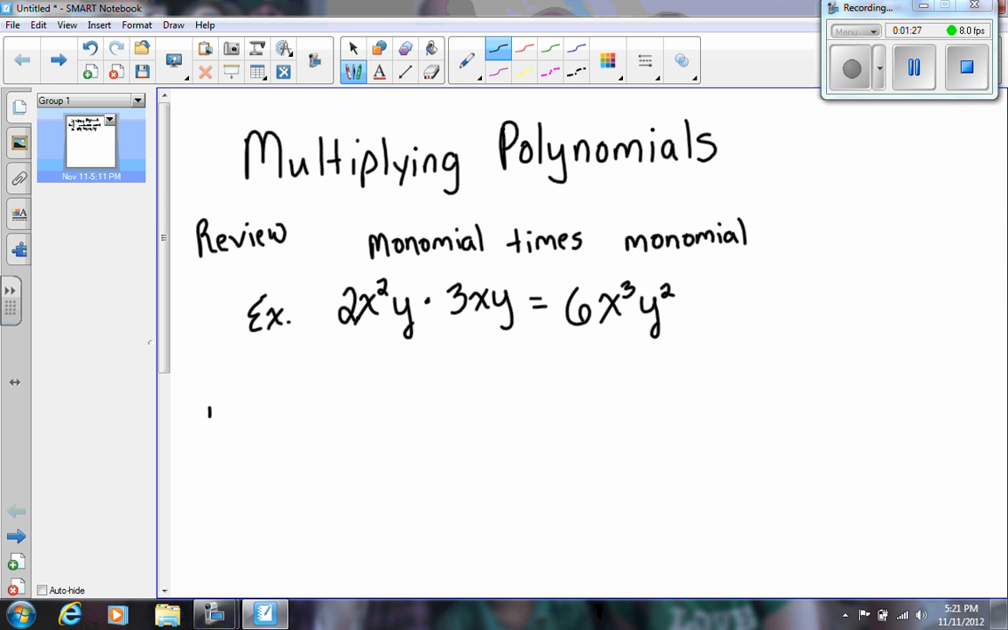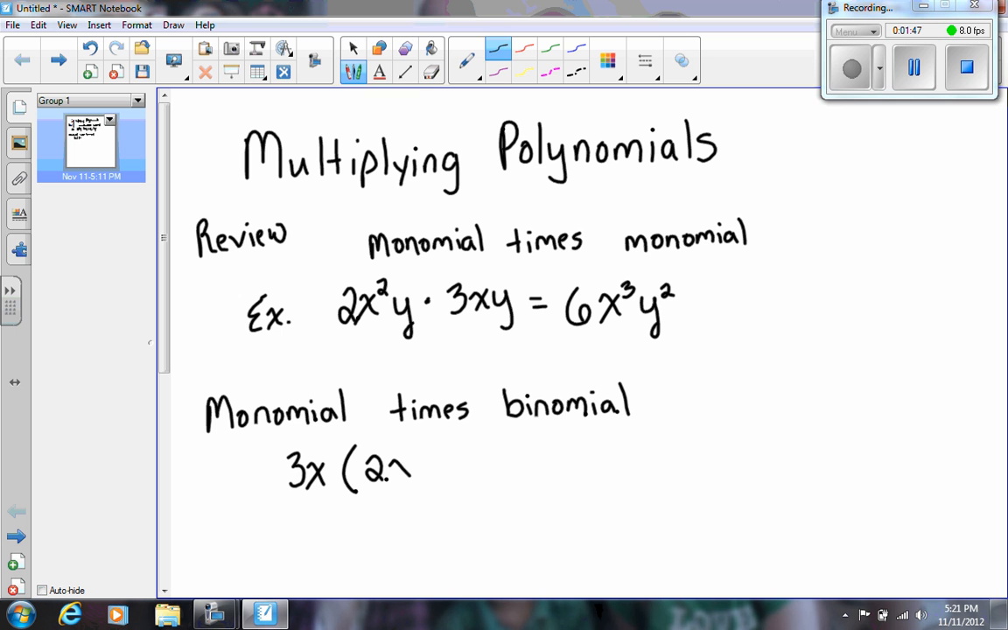Well, now let's try a monomial times a binomial. A binomial has two terms. So it might look something like this: 3x times 2x plus 5. I don't know why it's doing those extra little dots there. A little annoying.